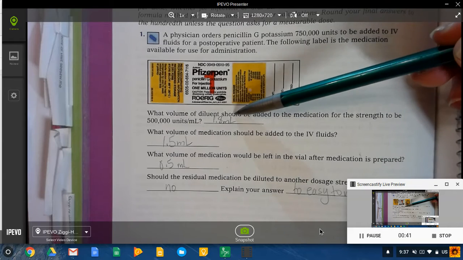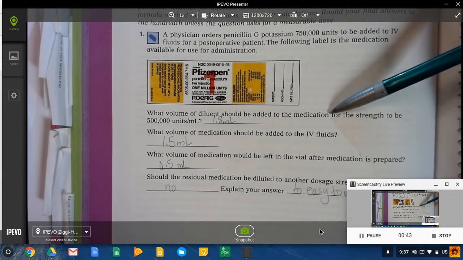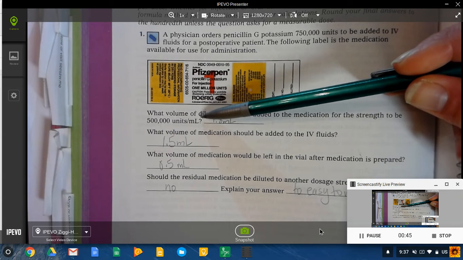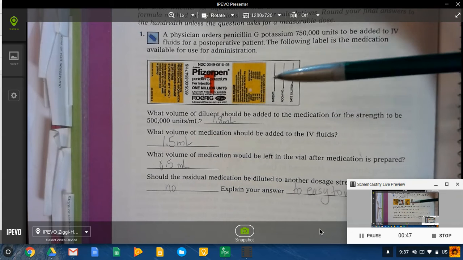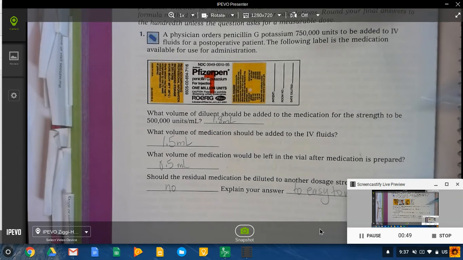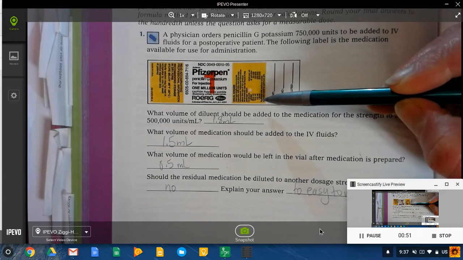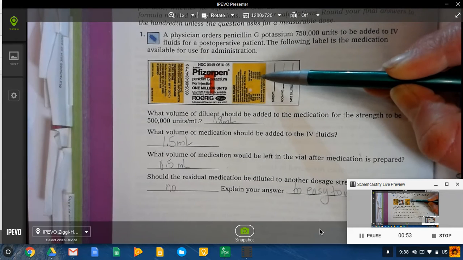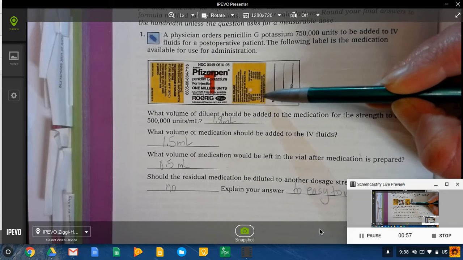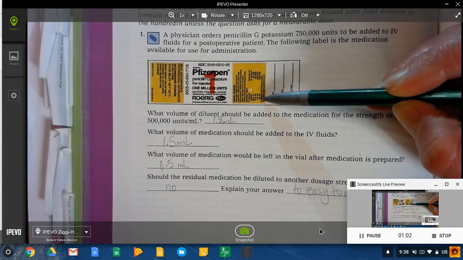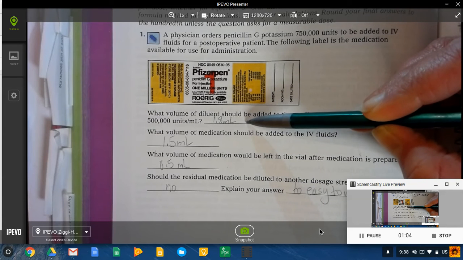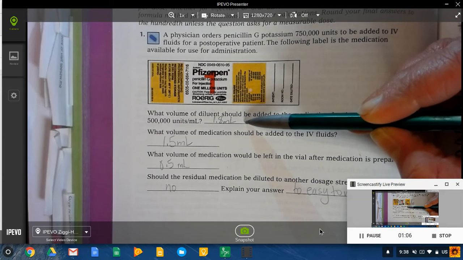It asks for what volume of diluent should be added to the medication for the strength to be 500,000 units. What you need to do to figure this out is just go to your label, and where you see right here in tiny numbers, it's 500,000 units here, and you add 1.8 milliliters. So there's nothing to figure. It just tells you what to do. So that's the blank for number 1.